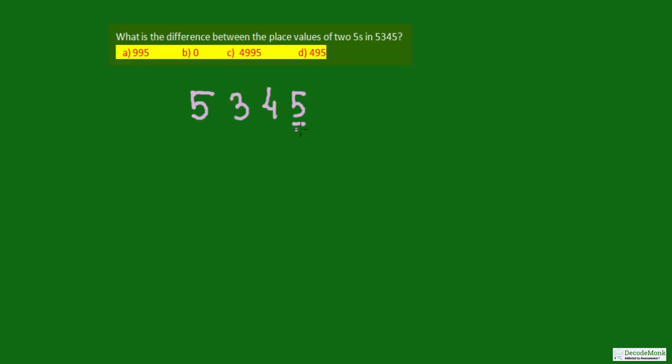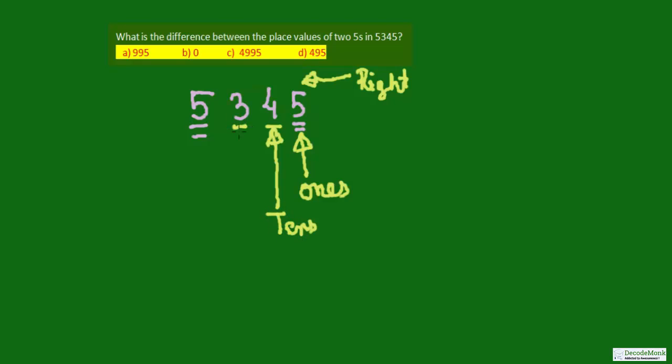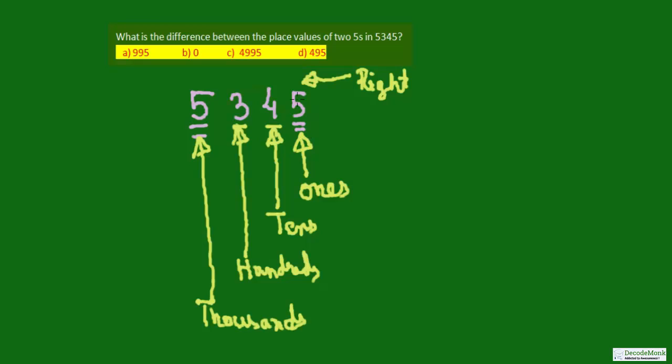So you see friends, over here we have got two 5s, and as already discussed, we move from the right hand side and proceed counting the place values. So here we have got the rightmost place called the ones place. So this is ones, this is tens place, this is hundreds place, and this is thousands place. So my friends, we have to find out the difference between the place values of this 5 and this 5.